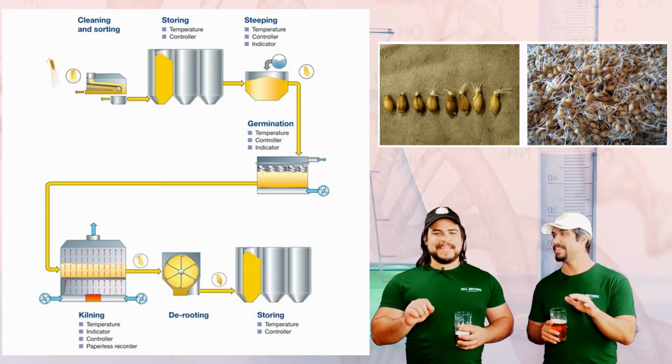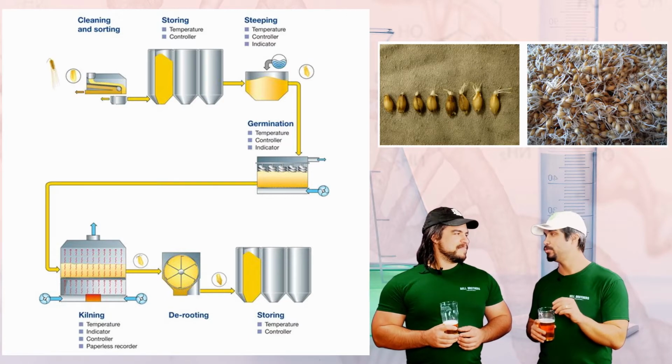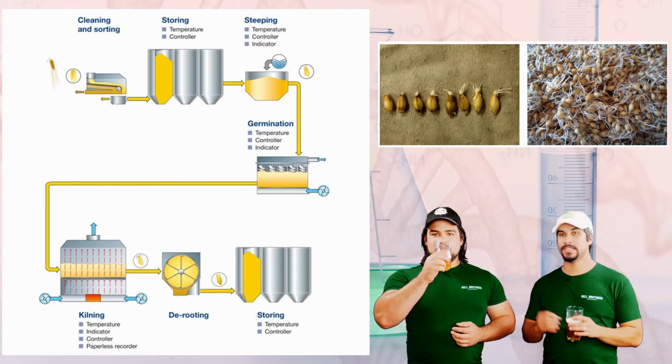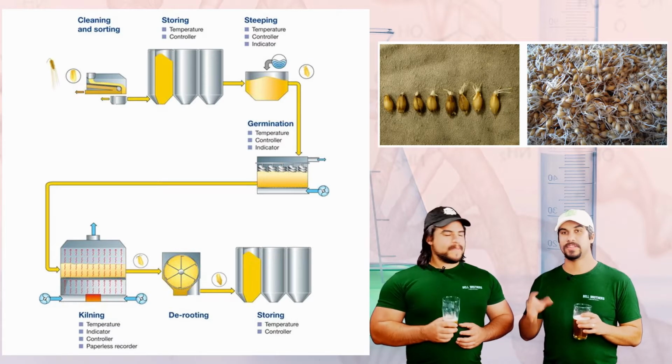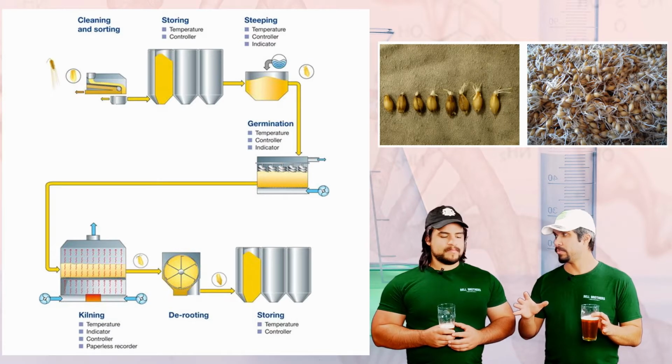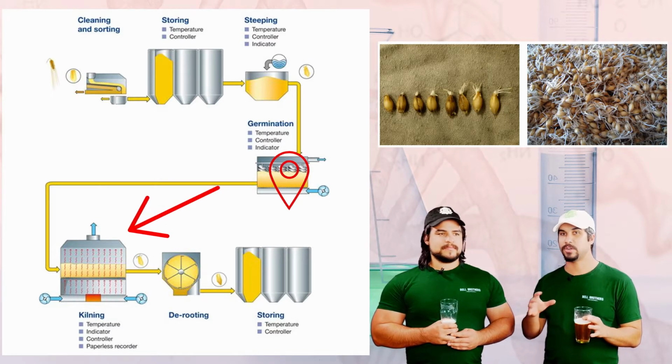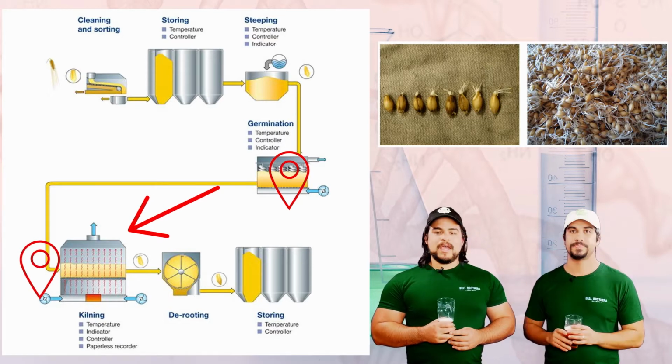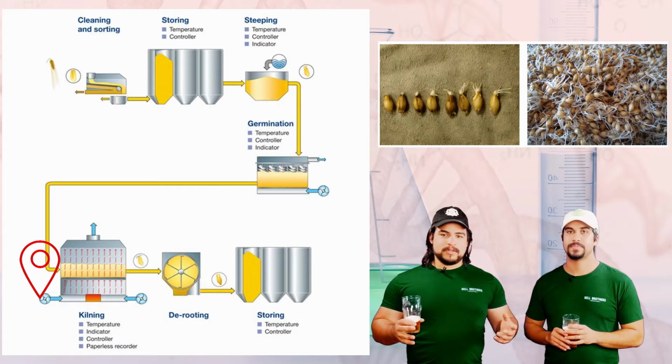But we got to stop that before it gets too far, right? And so once it starts to germinate, what the maltsters do is they stop it at that point, right? They dry it out, and we start to move into the kilning stage. And kilning is when you start to toast your malt to various levels.